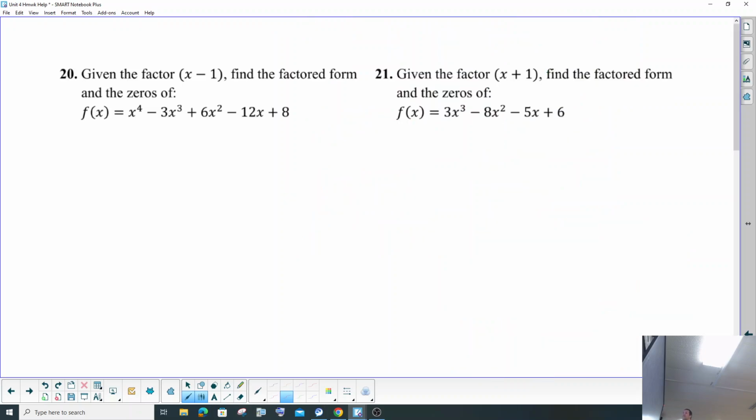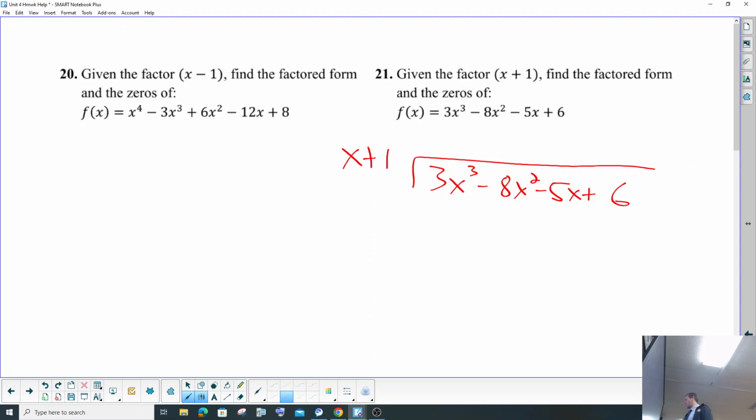All right. Okay, so then 21. So do that same process again, x plus 1 into that. See if we can go a little faster there. Are we missing a term? No, it does not look like we're missing a term, so that's good. 3, 2, 1. And then our constant.